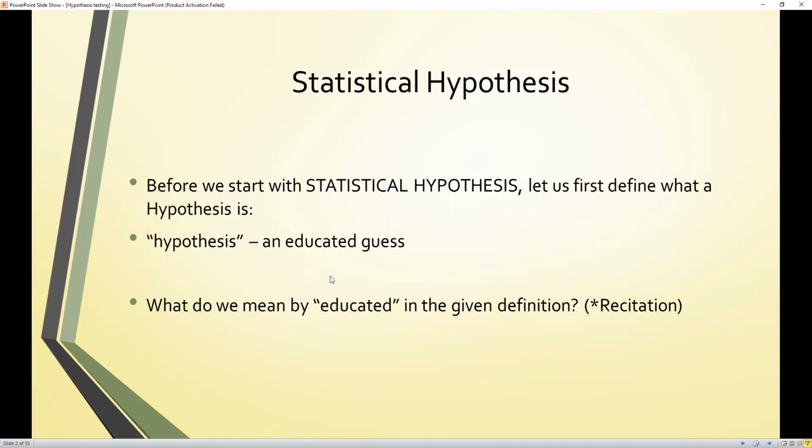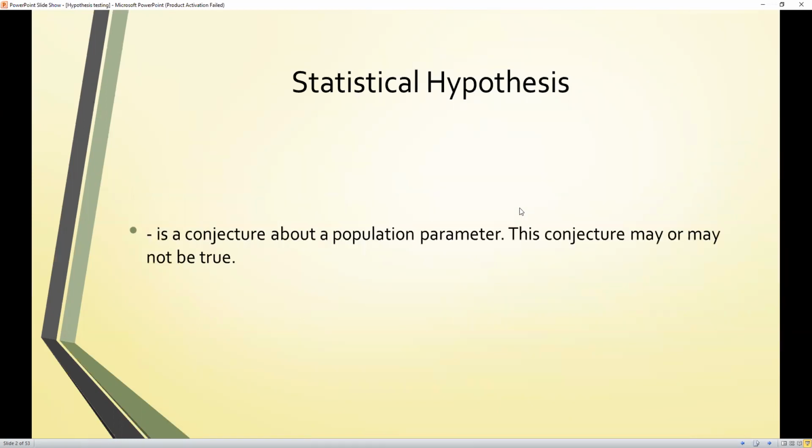or common knowledge. So it's a guess because it still needs to be tested or proven. Though it's a guess, it is based on facts, unlike wild guesses that are just random guesses. Okay, so that's what a hypothesis is. A statistical hypothesis is defined as a conjecture about a population parameter. This conjecture may or may not be true.